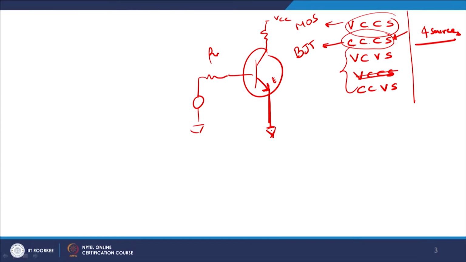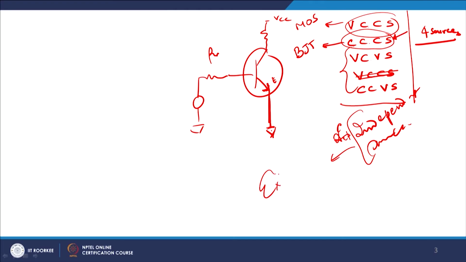So you should be very careful that these are 4 sources, and these 4 sources are all dependent sources. Let us assume that these are all independent sources, but each source has an external bias. So all of the sources have external bias, but they are of independent nature.